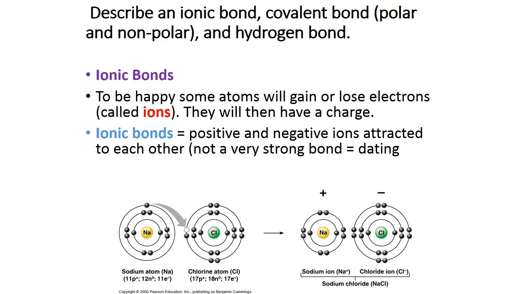Now this is not a very strong bond. The example I use is that it's a dating bond. So they've met at this party and they really like each other because they're different charges and opposites attract. But they're not committed.